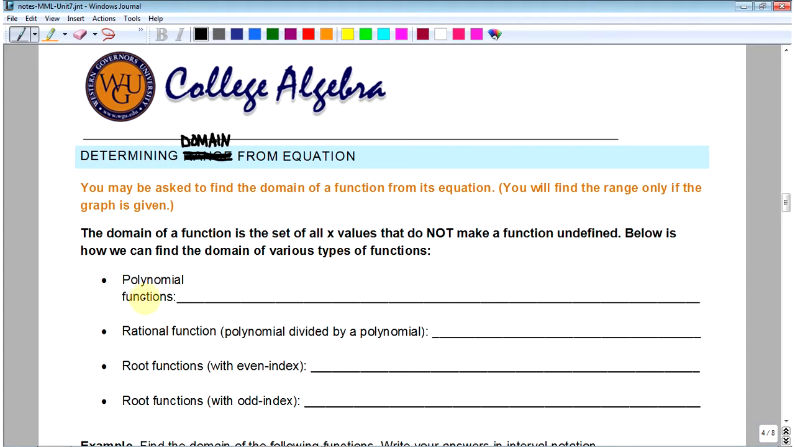Well, for a polynomial function, where quadratic is an example of a polynomial function, you may have x to the fourth, all of the coefficients are real numbers, and your variables have positive exponents that are integers. The domain of any of those types of functions will be all real numbers. So these are the nice functions. You can put any x value into them and they will not make your function undefined.